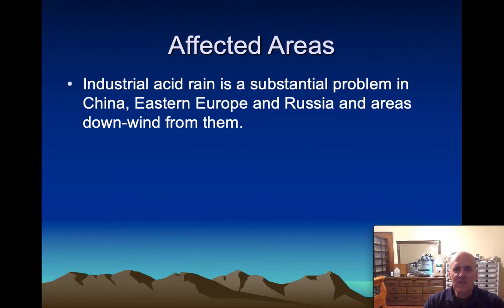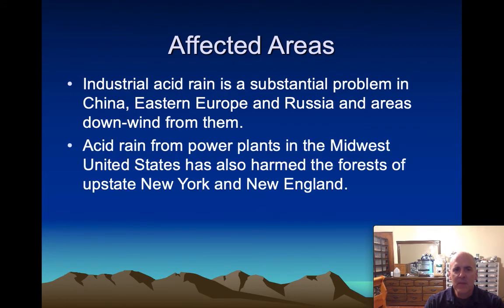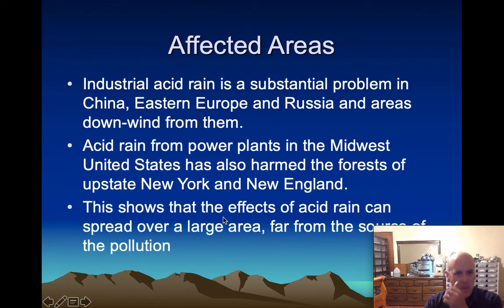Industrial acid rain is a substantial problem in China, Eastern Europe, and Russia, and the areas downwind from them. It's not very fair, but a lot of times the worst of the acid rain is in natural areas downwind from the cities and the factories and the power plants. Acid rain from power plants in the Midwest United States has also harmed the forests of upstate New York and New England. This shows that the effect of acid rain can spread over a large area, far from the source of the pollution.